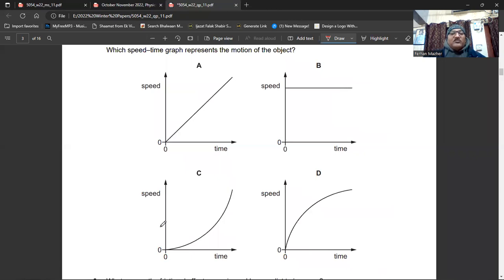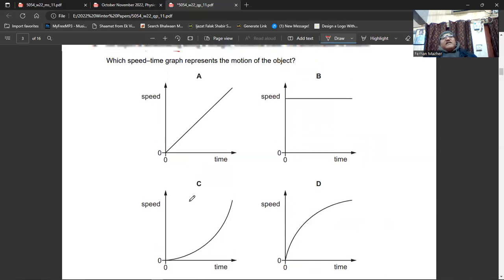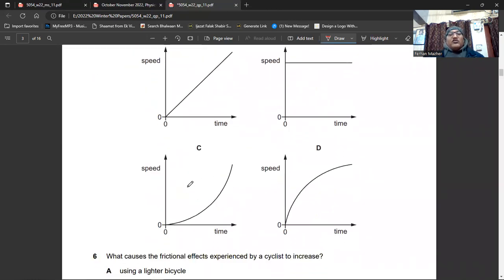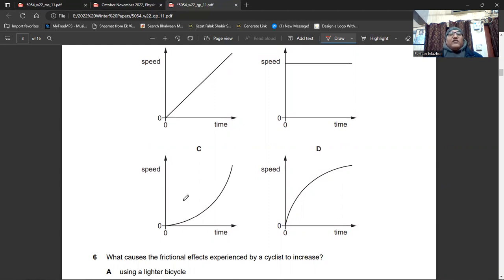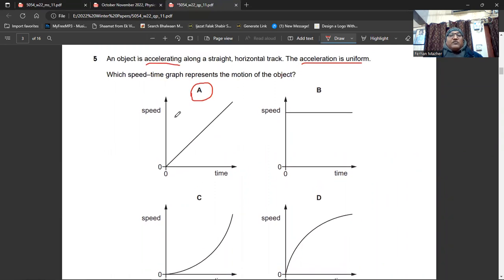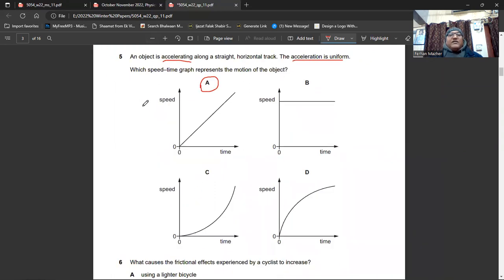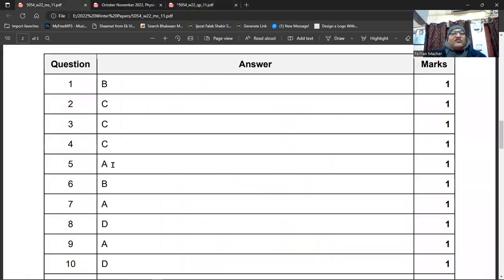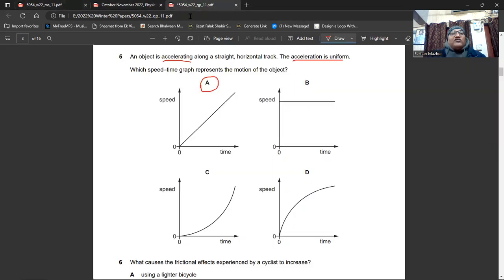And here the speed is constant. Here the speed is increasing, but it's increasing at a decreasing rate. So it's a non-uniform acceleration. Here the speed is increasing, but the rate of the acceleration is gradually decreasing. So it's a non-uniform acceleration. So basically here we have the uniform acceleration, because we were looking for where the acceleration is uniform. If the acceleration is uniform, the speed time graph will be an inclined straight line. So I think question number 5, A is the right choice.